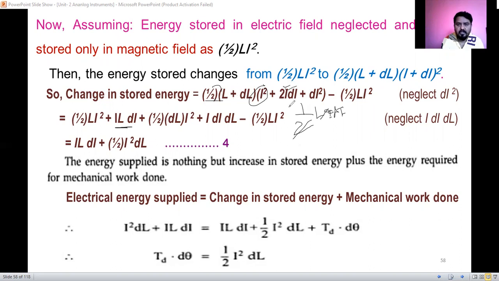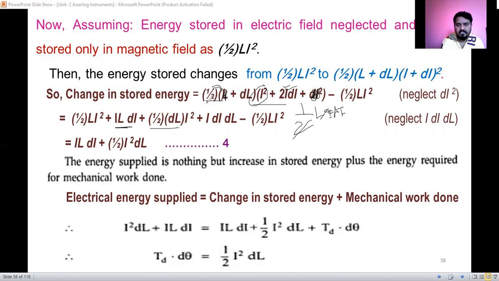Here 1 by 2 L into di square, but di square is already neglected. हमने neglect किए ये term, इसको multiply नहीं करने का. So as it is, these two are over now. Next what we have to do, next 1 by 2 dl into I square. These two we have to multiply into this, not this one. This is also over now. So 1 by 2 into dl into I square. Yes. 1 by 2 dl into I square we have written here.